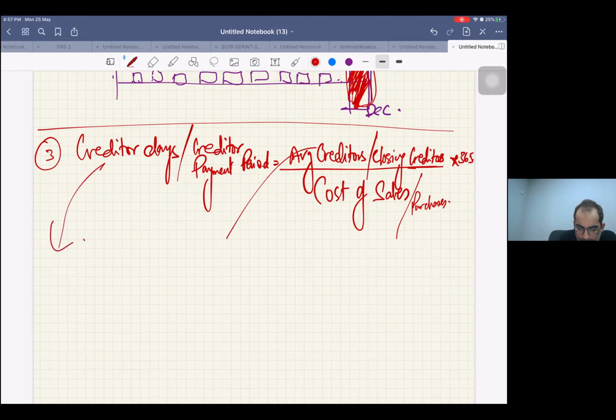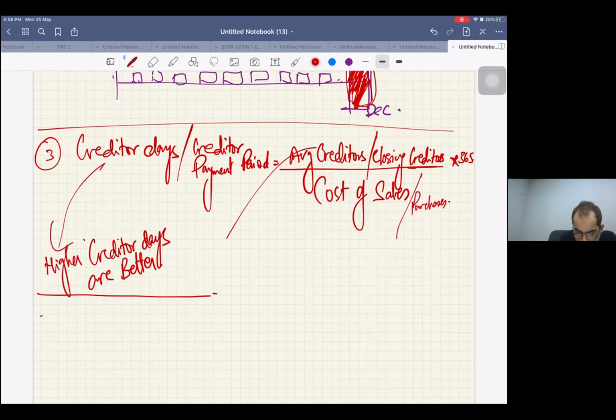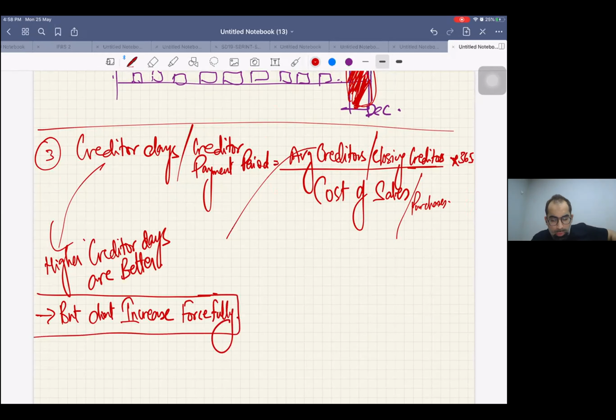So higher creditor days are better, but don't increase forcefully. What does it mean? Don't increase forcefully means, for example, you bought goods on credit and now you're not picking up the phone of the supplier.